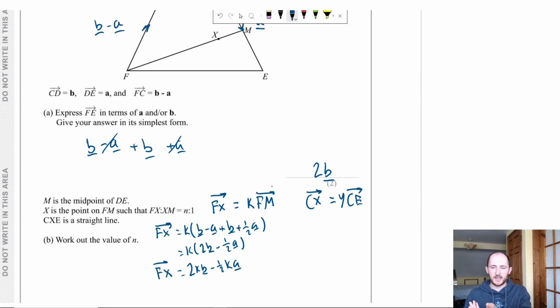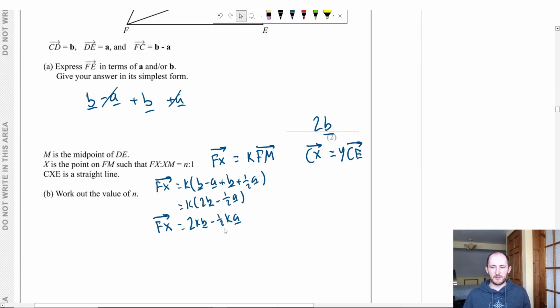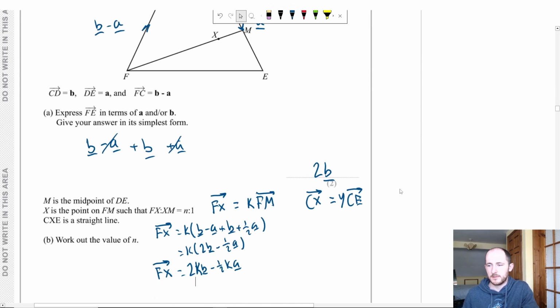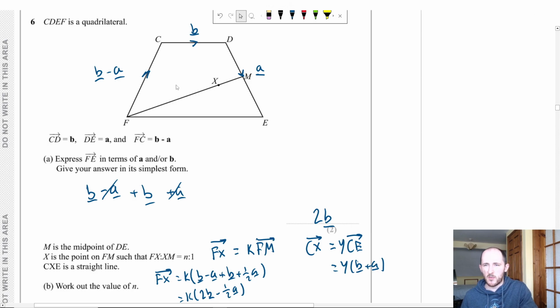Now that's not particularly useful because I don't know what any of this stuff is, right? I have a bunch of unknowns. So now we're going to work out an expression for cx and ce. Now ce, that's actually not too bad. There's a couple of ways to do this. C to E is just going to be B plus A, right? So that just equals y(B plus A), just like that. Cx is a bit more complicated because we don't actually know how we're going to get there.